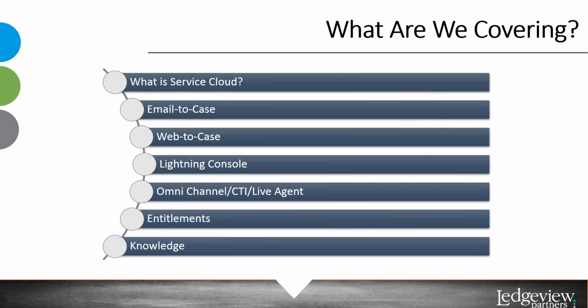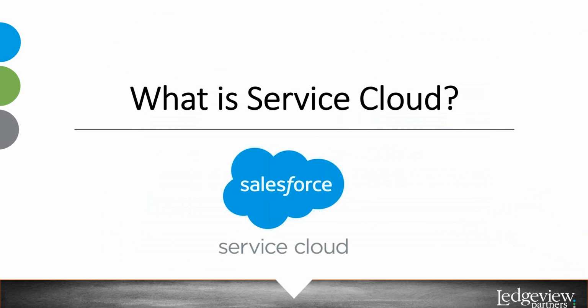So we'll give you an example of entitlements, and then we'll talk about knowledge and how those knowledge-based articles can really help your agents solve cases and share information with your customers. So we'll give you some examples of how knowledge can help you out in customer service. So that's the agenda, and we'll jump right into it. So first agenda item is basically explain what Service Cloud is. I'll turn it over to Tony for a little bit.